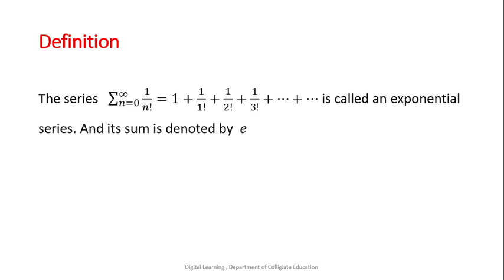First, the definition of exponential series: the series summation n equal to 0 to infinity 1 over n factorial, equal to 1 plus 1 over 1 factorial plus 1 over 2 factorial plus 1 over 3 factorial plus so on up to infinity, is called an exponential series, and its sum is denoted by e, where e is an irrational number called the exponential number. Here we have the exponential theorem.